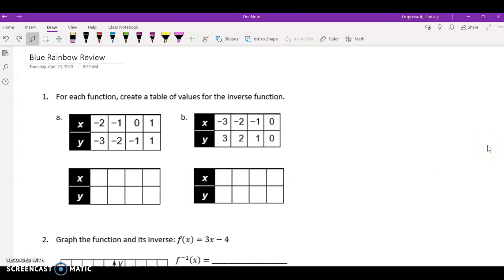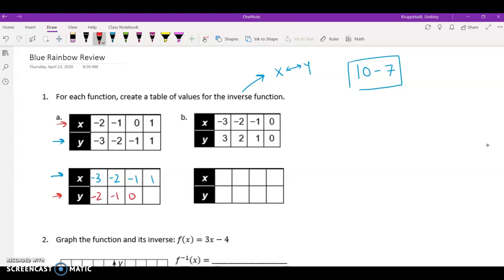All right, here is the Blue Rainbow Review, and the Blue Rainbow Review covers the section of 10.7, which was dealing with inverses. So one major thing you need to know about inverses is it switches the x's and the y's. So when we're looking at a table of values, that's literally all you need to do. What was once in our y column is now going to go in our x column. So -3, -2, -1, and 1. And what was in our x column before is now in our y column: -2, -1, 0, and 1.